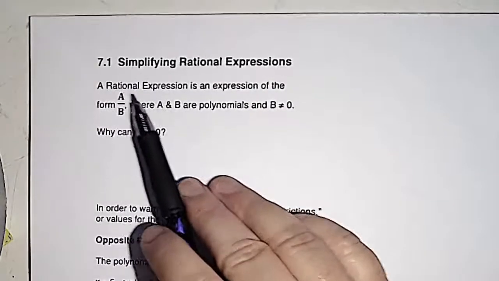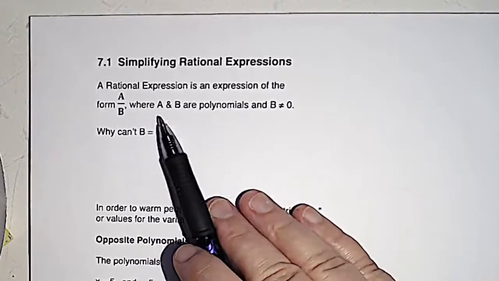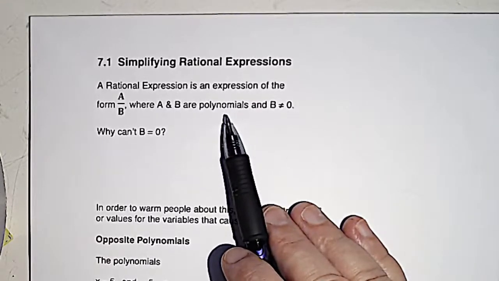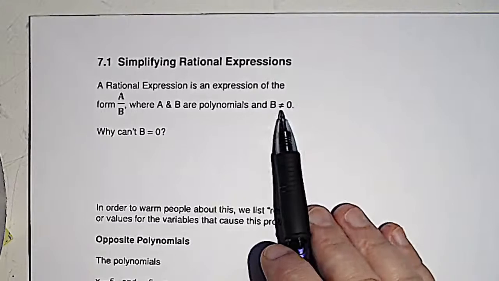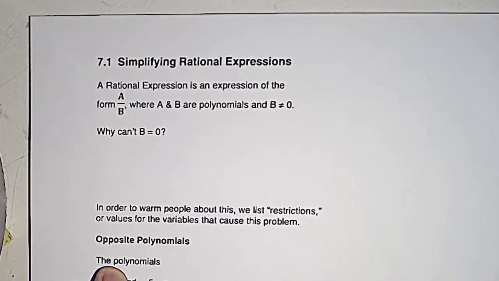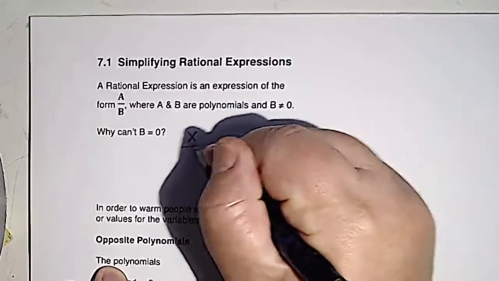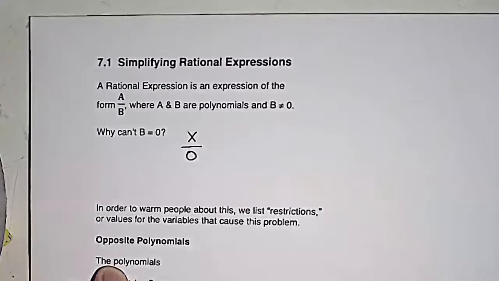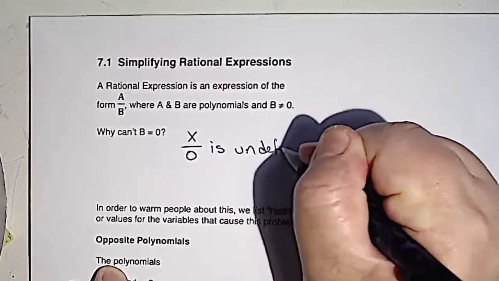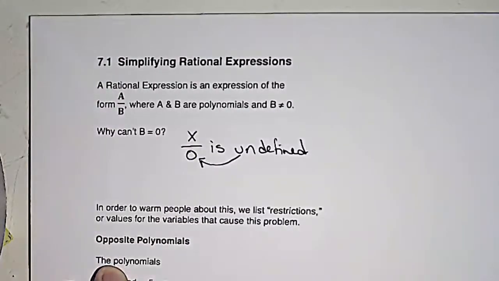A rational expression is an expression of the form a over b, where a and b are polynomials. That's why this comes after Chapter 6, which is all about polynomials. And b is not 0. Why can't b be equal to 0? That's a good question. If we have something like x over 0 or similar, that's undefined. Anything with 0 in the denominator is undefined.